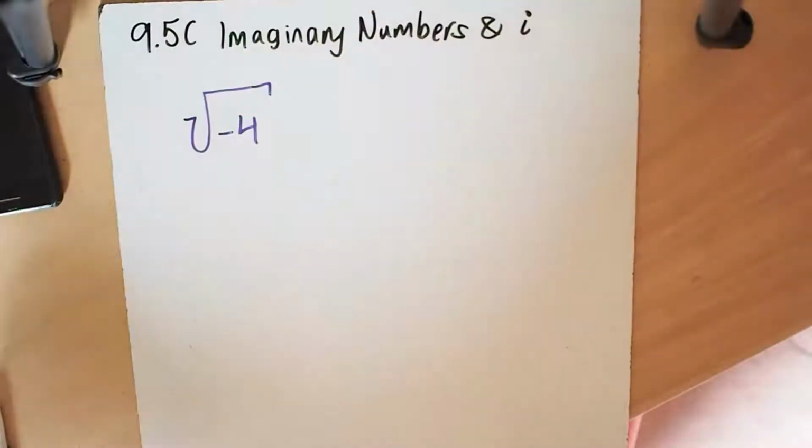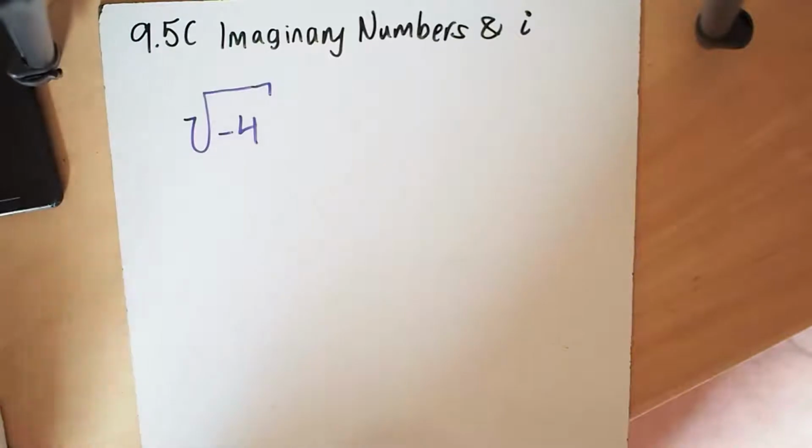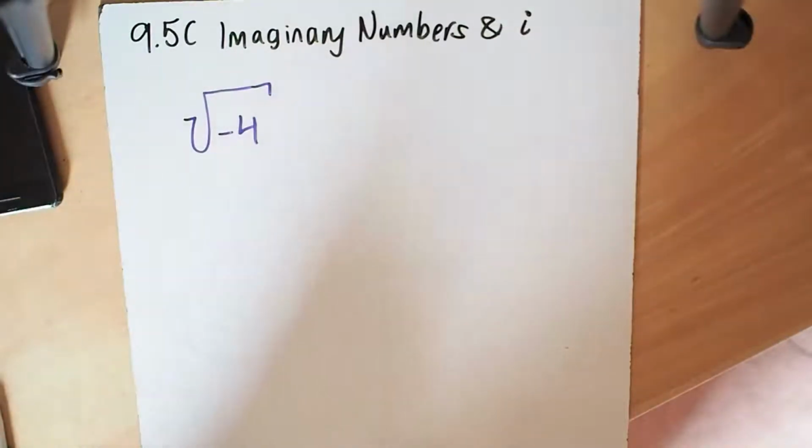Okay, it's time. We're going to talk about imaginary numbers and i. So far I've told you it's not possible to take the square root of a negative number. That is still true, you can't. But in math, for some reason, people came up with a way to handle this. It's called i, and the concept of imaginary numbers.